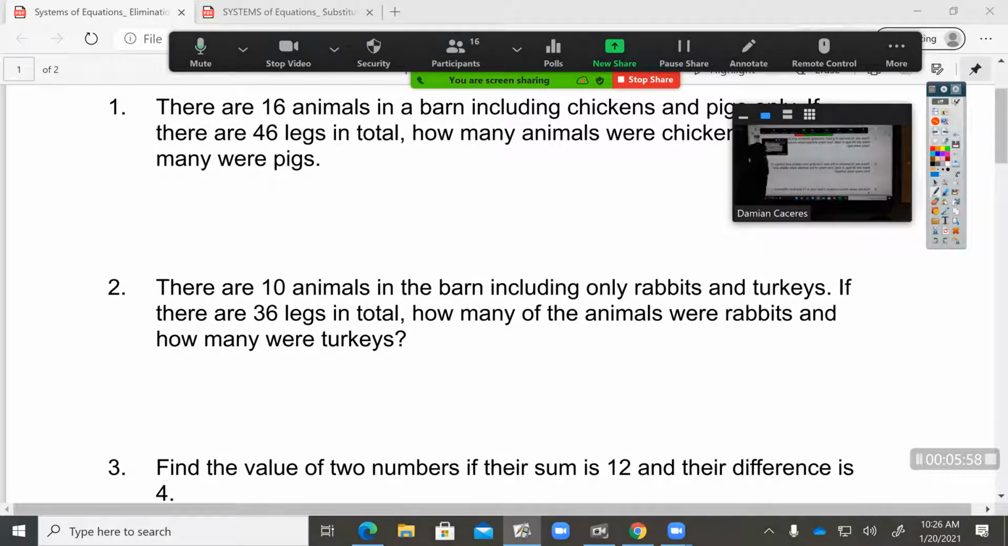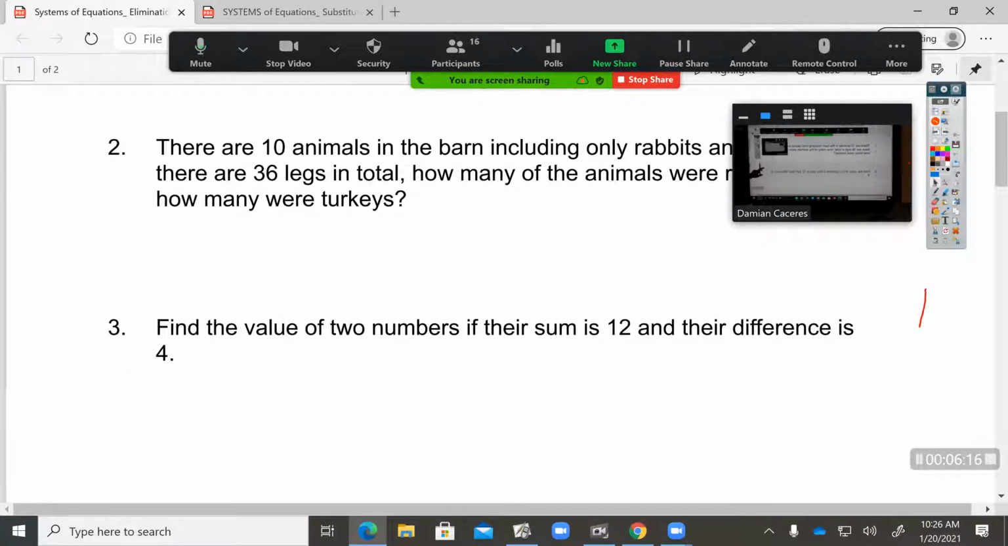On number 2, it's a similar question. This is how I set up this worksheet. 1 and 2 are similar, 3 and 4 are similar, 5 and 6, and so on. So you can always ask for help on one of them so it can walk you through the steps on the next one. So on number 2, we're not doing these by ourselves. Remember, you're doing these with me.